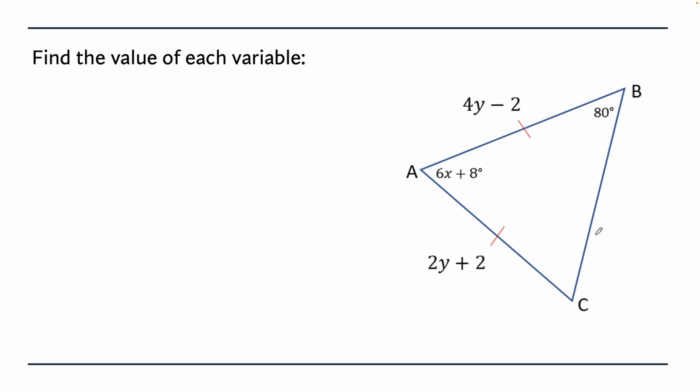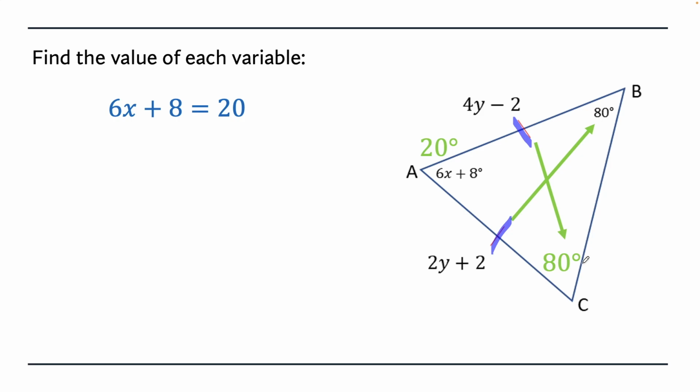Again, find the value of each variable. What do we have? Well, we've got congruent sides. Okay, so that means the angles across from those sides are also congruent. So this is 80 up here. This is also 80 down here. If we want to find x, we need more information about this angle here. Well, how many total degrees are there in a triangle? There's 180. So if there's 80 here and 80 here, that's 160, which leaves us 20 degrees left over for angle A. So we know that 6x plus 8 equals 20. And we can solve for x. Subtract 8 from both sides and divide by 2.